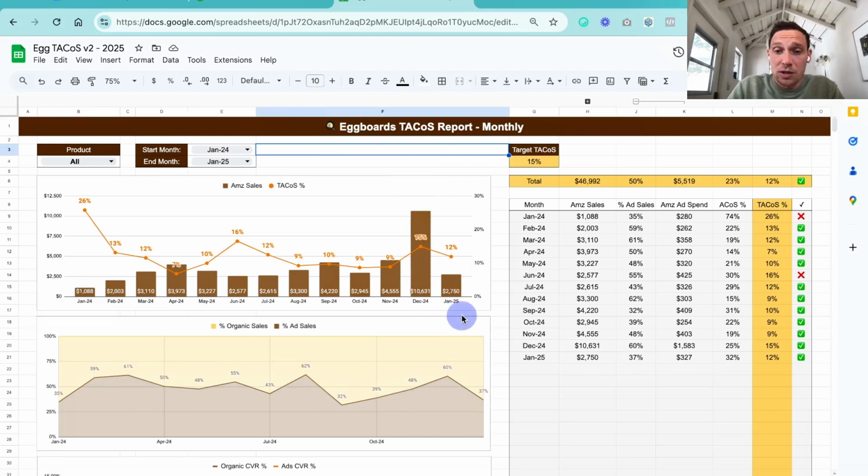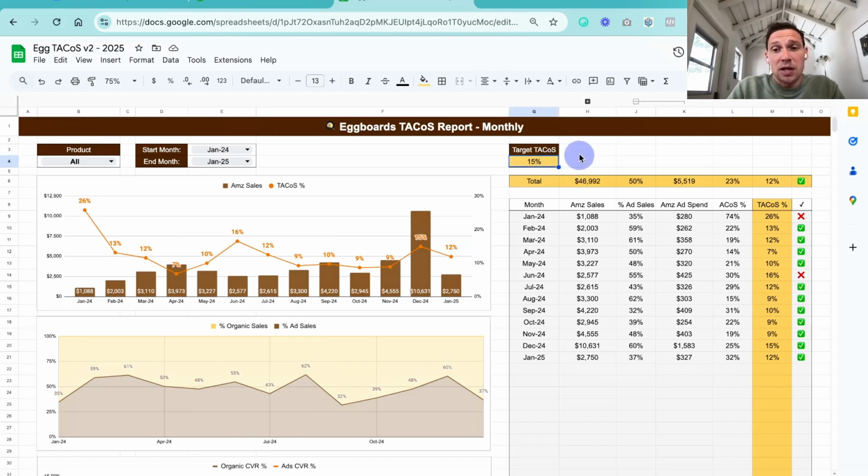So first informational look is how much did we sell? And how much did we sell compared to 12 months ago? We did better because last year in January we only sold $1,000, and now we sold almost $3,000, which is a great increase. The TACOS was also much higher 1 year ago, 26%, and now it's 12%, which is also great.